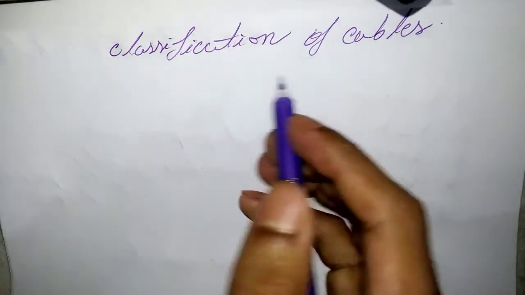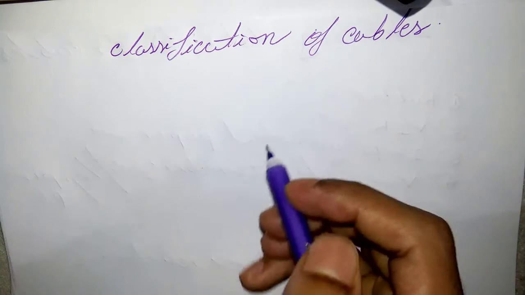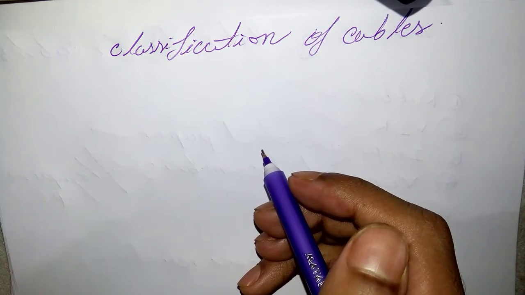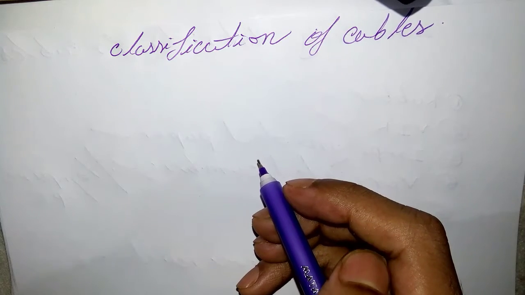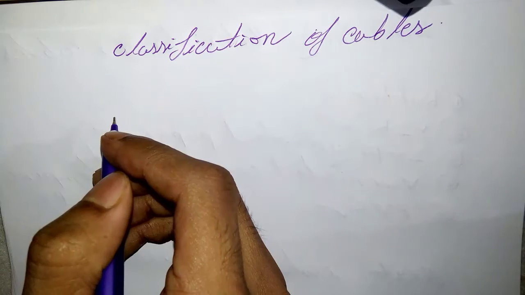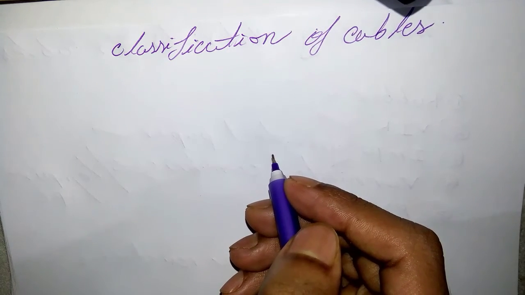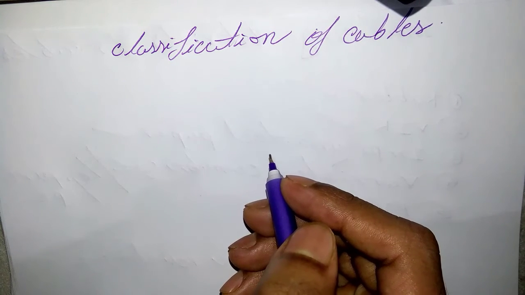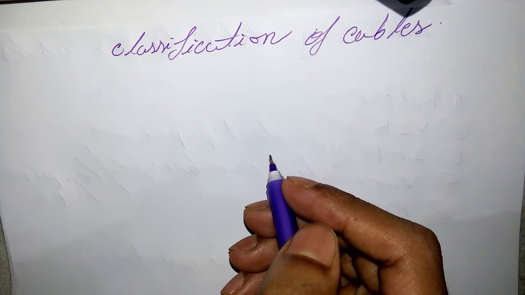Hello everyone, in this tutorial I discuss the classification of cables. Cables for underground service may be classified in two ways: according to the type of insulating material used in their manufacture, and according to the voltage for which they are manufactured. However, the latter method of classification is generally preferred, according to which cables can be divided into the following groups.